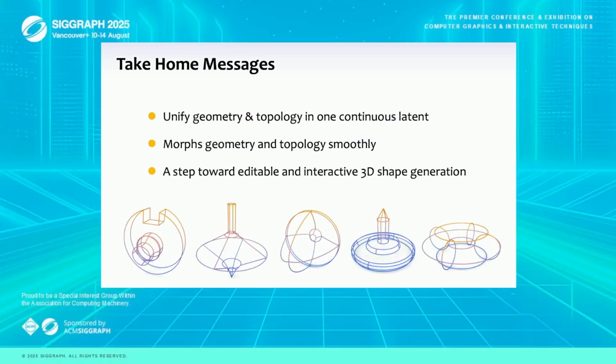So to wrap up, we propose a method that unifies both geometry and topology into a single continuous latent space. This joint modeling allows the network to understand not only what the shape is, but also how it is connected structurally. Since we built a continuous latent space, our model enables smooth interpolation across different shapes. It moves us actually one step closer to the editable and interactive 3D shape generation. We believe this can open up new possibilities in CAD design tools and generative modeling tasks.